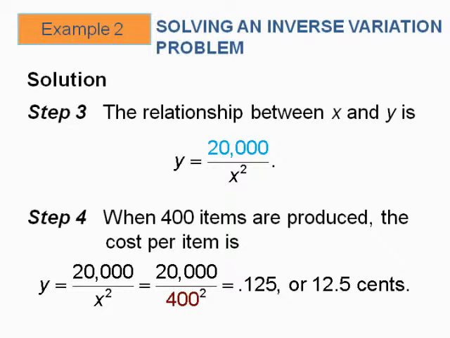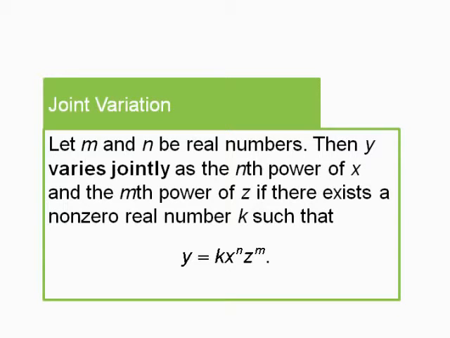So when 400 items are produced, the cost per item is 20,000 divided by 400 squared, which would be 0.125 if you did it on your calculator. That's nice, you can use those. Now, in money terms, of course, that would be 12.5 cents. So these inverse and direct variation problems are used a lot in real life.